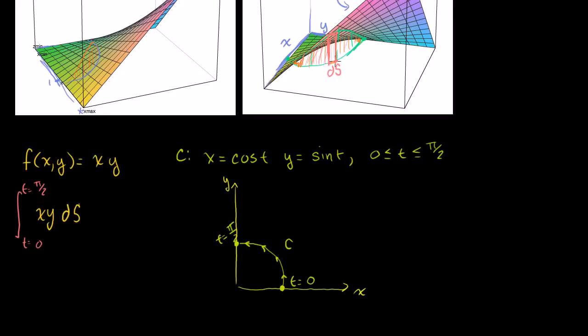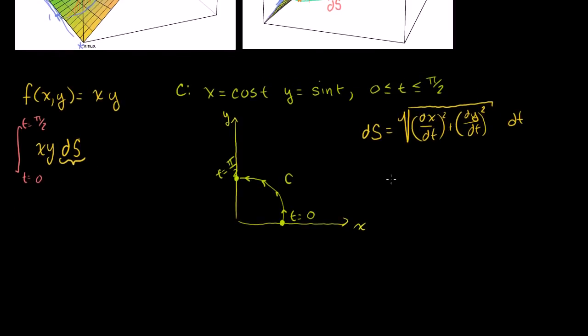We figured out in the last video that this change in arc length, ds, we could rewrite as the square root of the derivative of x with respect to t squared plus the derivative of y with respect to t squared, and all of that times dt. I'm just rebuilding the formula that we got in the last video. So this expression can be rewritten as the integral from t equals 0 to t equals pi over 2 of x y.